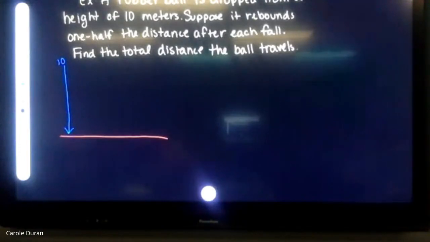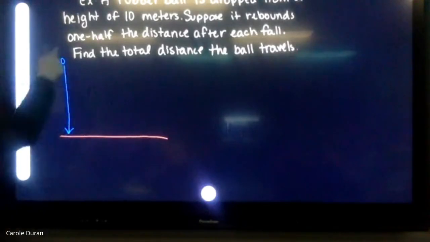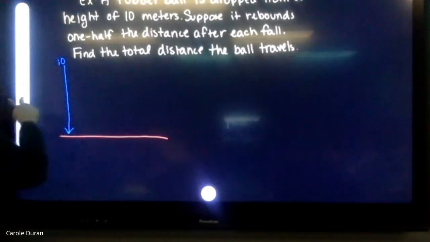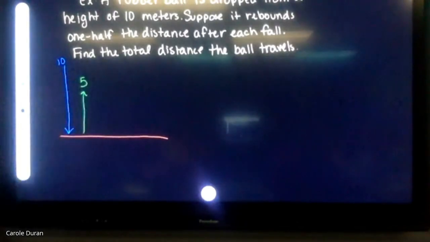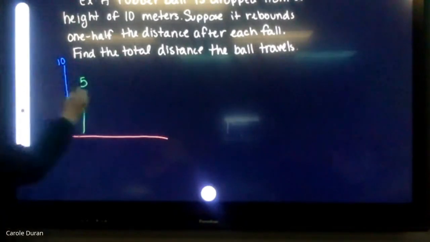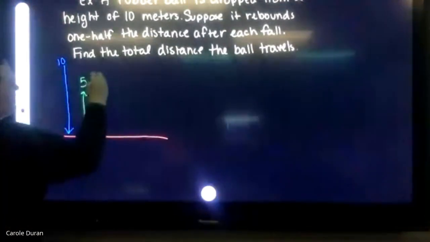What is that ratio? 1 to 2. 1/2. So that means if it dropped a distance of 10, it's going to rebound and bounce up a distance of 5 because 5 is half of 10. Of course, when it goes up, it must also come back down. So that means it's also traveling back down 5.